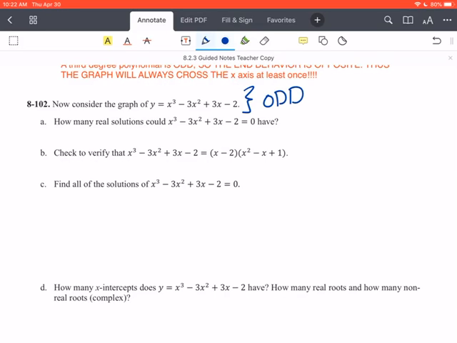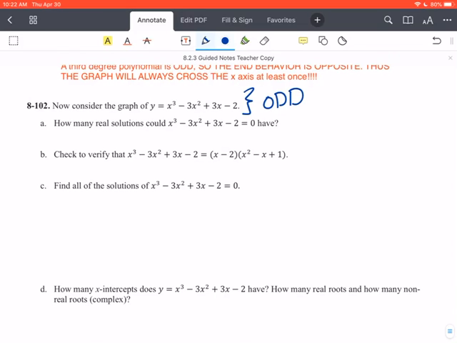So how many real roots could this have? Our answer should not be 0 because we just saw above that we have to have at least 1. So we're going to have 1, 2, or 3, because remember, you can't have any more than the degree of the polynomial. So this is a third degree. Keep that in mind.